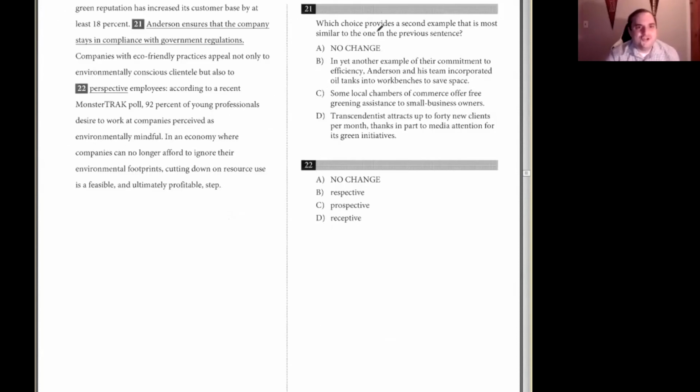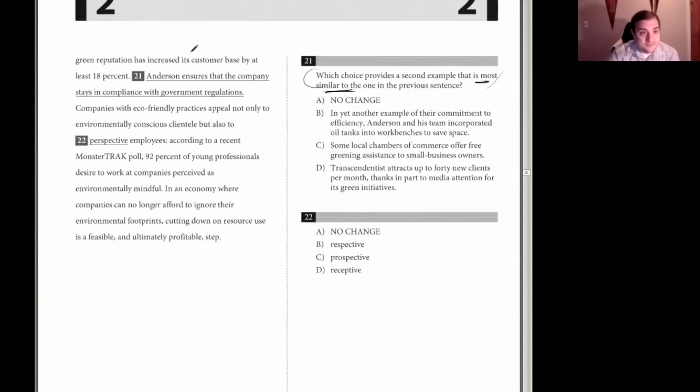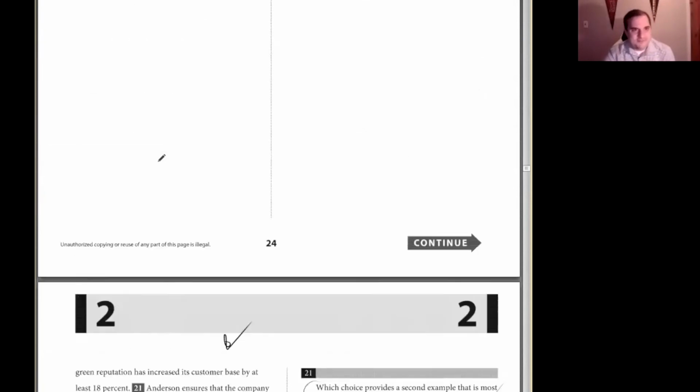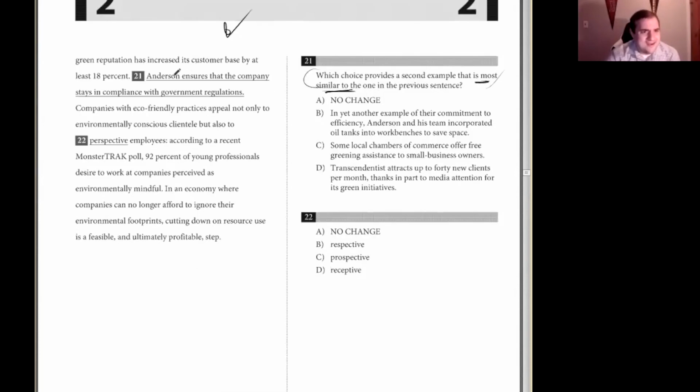21. Which choice provides a second example? Another revision question. Which choice provides a second example that is most similar? So we look at what the first example is and we match it. The first example is: they have increased their customer base. It is an example of a benefit. Anderson ensures they stay in compliance, that is not a benefit. He has incorporated oil tanks, not a benefit. Some local chambers of commerce offer, not a benefit. And they attract new customers, that is a benefit. Boom.